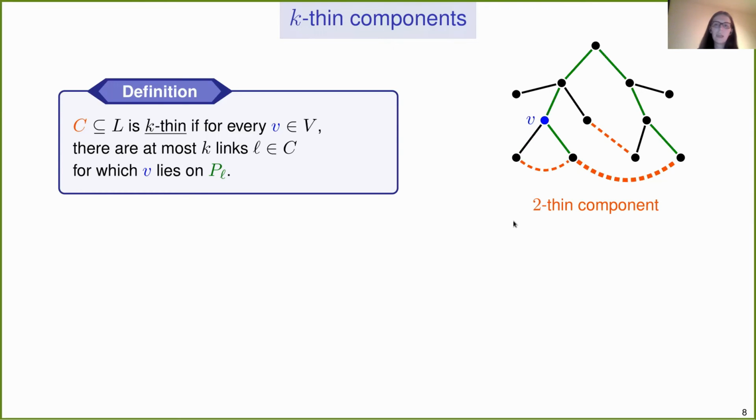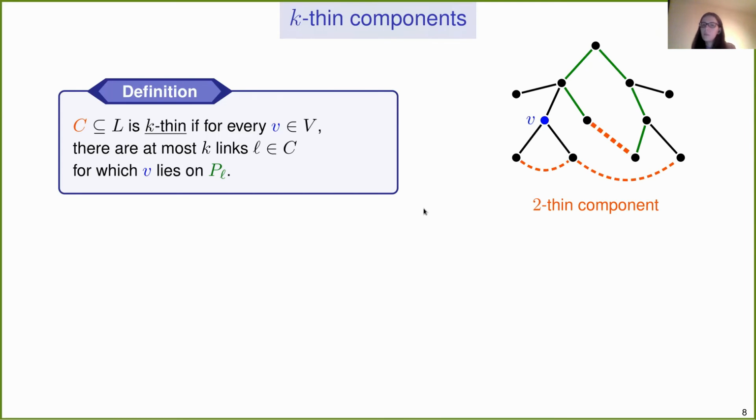On the second green path, V again lies on that path, and on the third green path, V does not lie on the path, so V lies on at most two of these paths between the endpoints of links in our component. And you can check that this condition also holds for any other vertex V in this tree, and this is why we call the component consisting of these three orange links too thin.